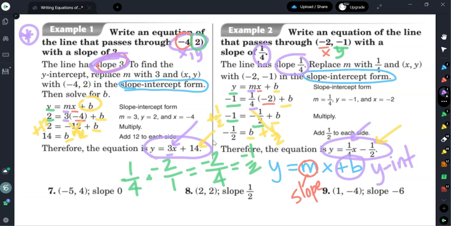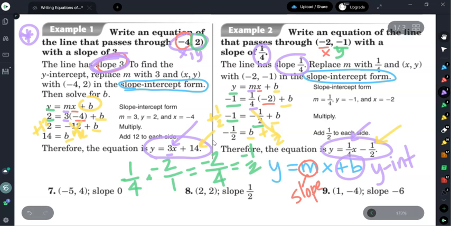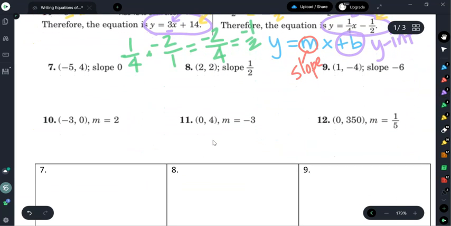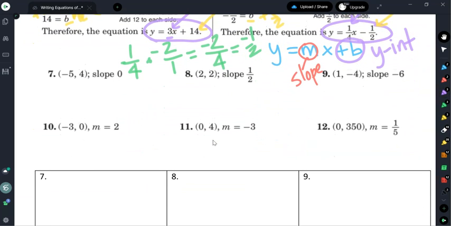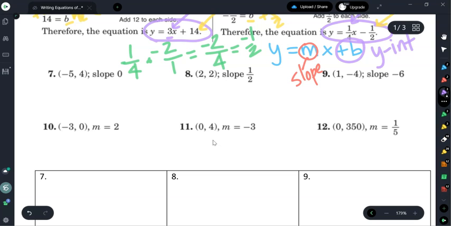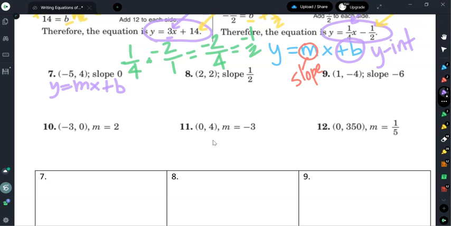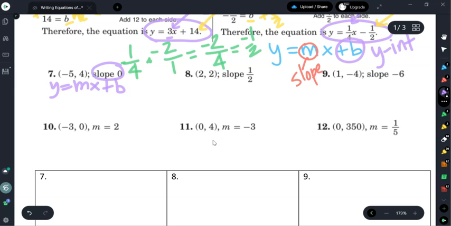Let me do one more example here. Let's do number 7. So I'm going to move this up. And on your assignment, you'll see that you have boxes where you can complete this. So I want to put this in slope-intercept form. I need to get this in y = mx + b form. Well, first of all, what is my slope? Well, my slope is 0. So I'm going to plug in 0 for m.